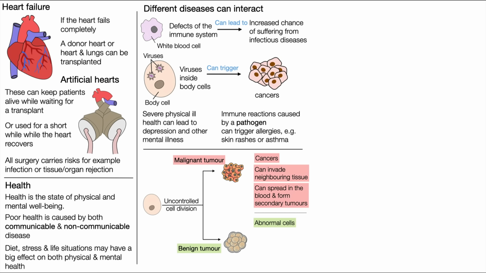For a benign tumour, these are abnormal cells, but they are all contained in one area. We don't describe these as cancerous, and they are often surrounded by a membrane, which makes them easier to remove with surgery, depending on where they are in the body.